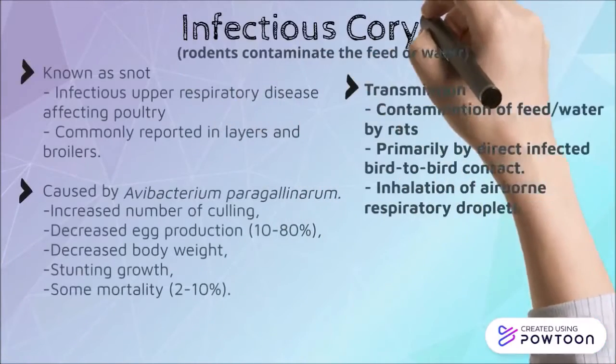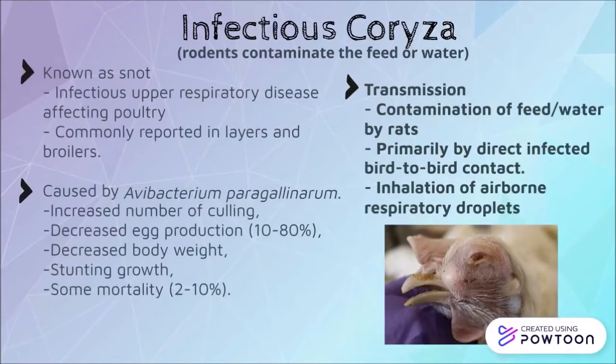Infectious coryza is also known as SNOT, an infectious upper respiratory disease that affects poultry. It is caused by Avibacterium paragallinarum and it can cause a decrease in egg production, body weight, and stunting of growth. It is transmitted primarily by direct infected bird-to-bird contact or through contaminated feed.